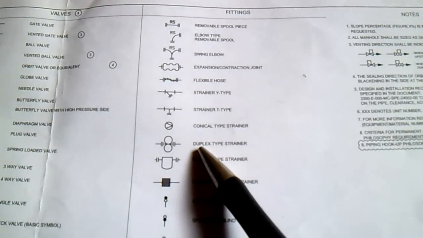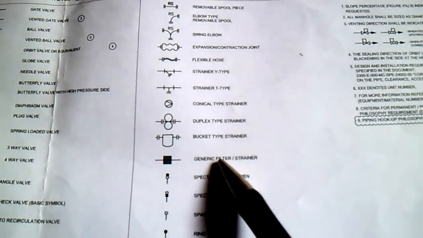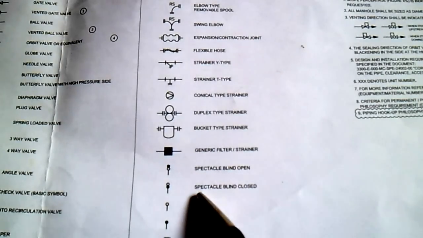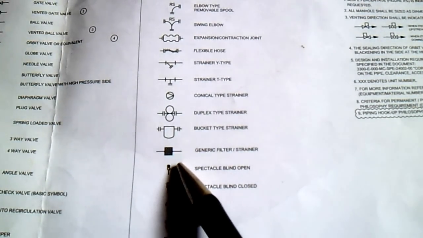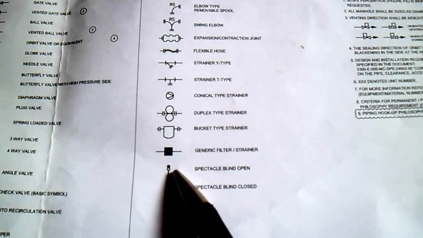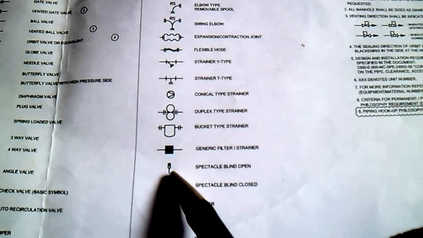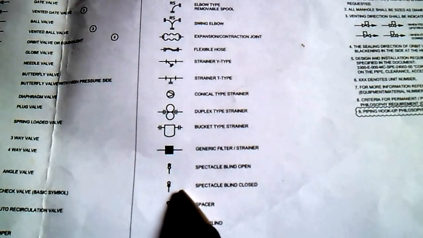This is a duplex type strainer, bucket type strainer. We have generic filter, spectacle blind open. If you can see this circle, it is in the top side with black shadow. This is a blind open, and the downside circle is not colored, white or not shadowing. So this is open, and you see this black on the downside, so this is closed.